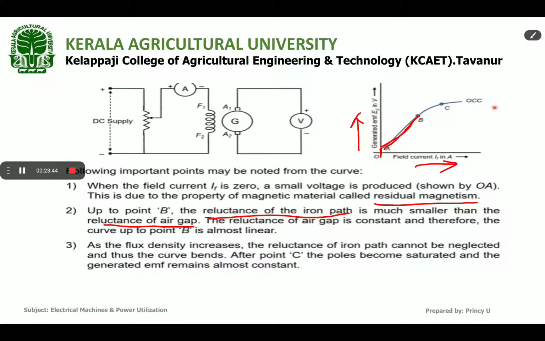And the reluctance of the air gap is constant. So when we increase the field excitation, the reluctance of the iron part will not be a small value, it will increase. So the curve becomes almost non-linear at this point. When the reluctance of the iron part cannot be neglected as we increase the excitation, after point C the pole becomes saturated, and the generated EMF remains almost constant. So if we increase IF, the EG will not increase much. It becomes almost constant after this point C.